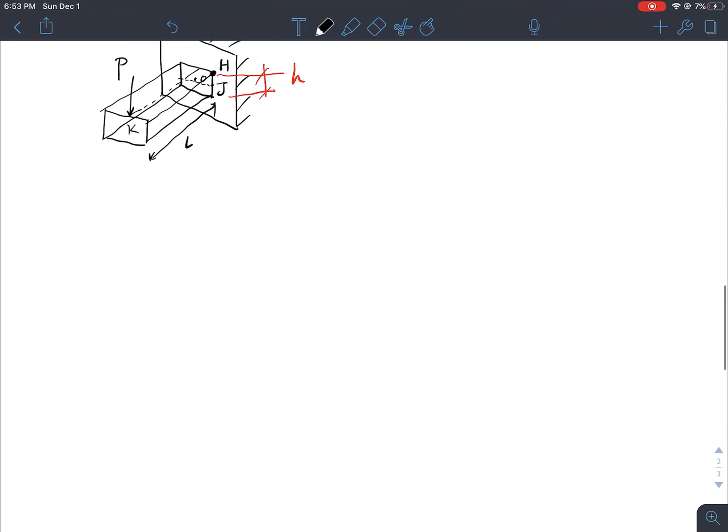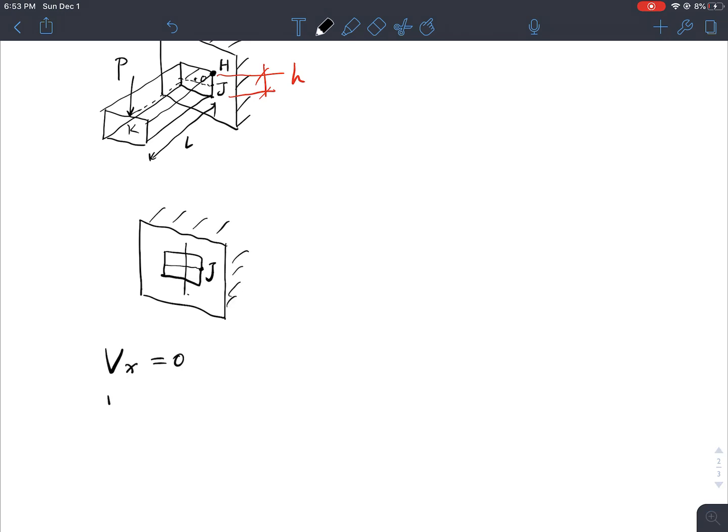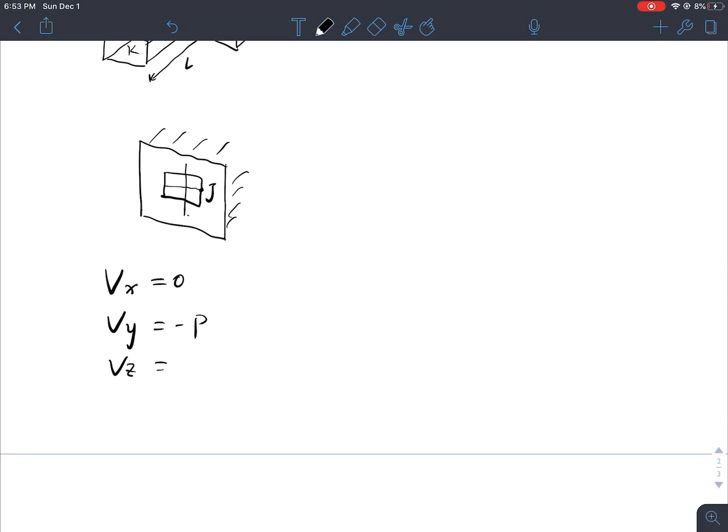Okay, so we'll do the same thing now. This time the cut is the same. This is the cut. This is J. Since the cut is the same, I will say now Vx is still equal to 0, Vy is still equal to minus P, Vz is equal to 0, Mx is equal to PL, My is equal to 0, and Mz is equal to 0 as well.